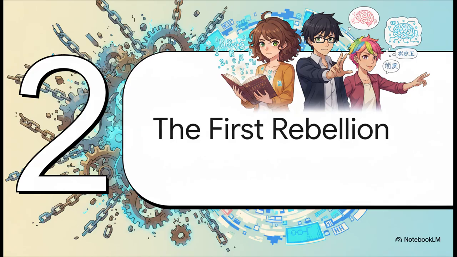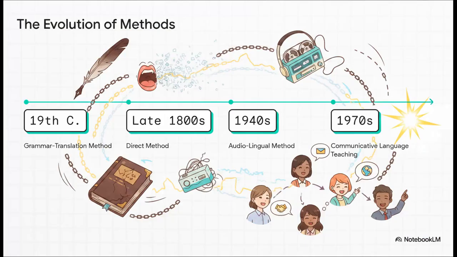Well, this pretty obvious problem sparked a rebellion, a huge shift in thinking about what it actually means to learn a language. And this timeline just perfectly shows the chain reaction that happened next. You'll see, each new method wasn't just created out of thin air. It was a direct response to the problems of the one that came before it. It's a really cool story of trial and error in education.